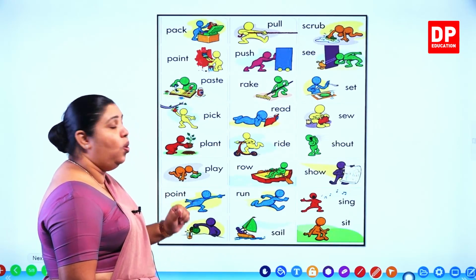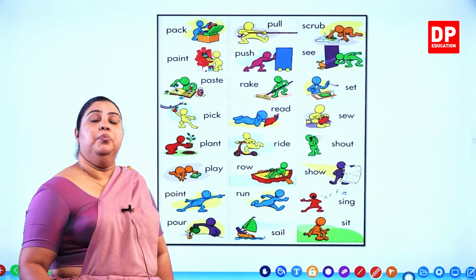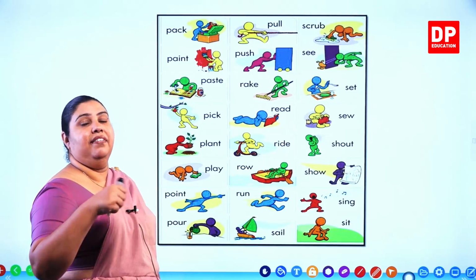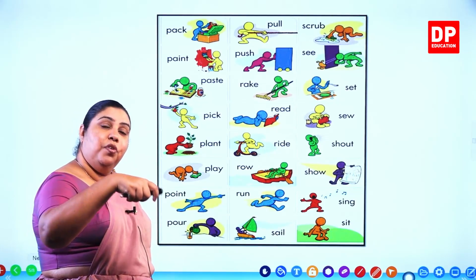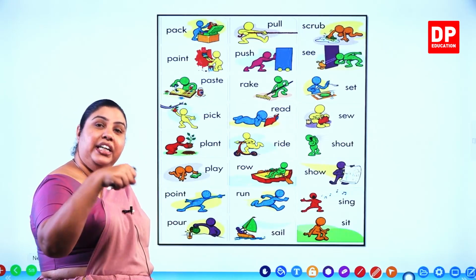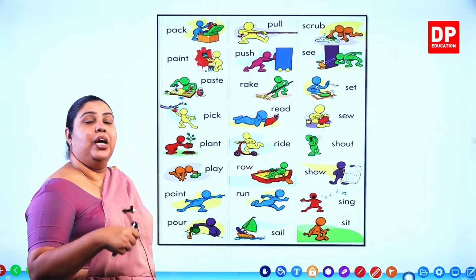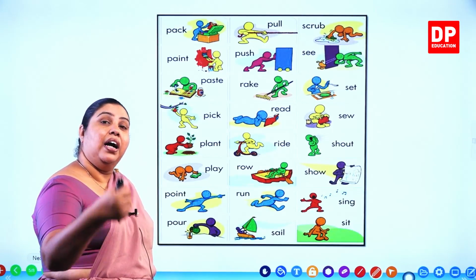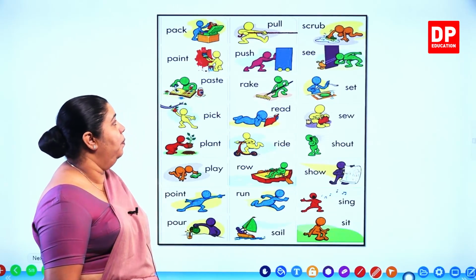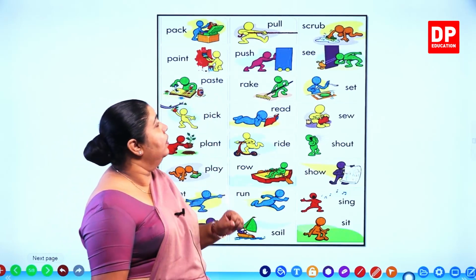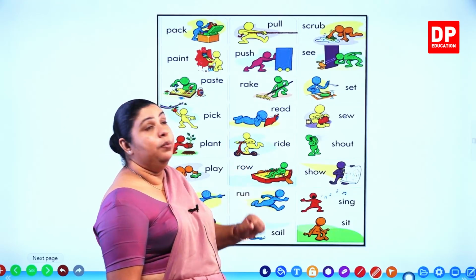Then pour. What is pour? pour කියලා කියන්නේ අපි වක් කරනවා කියන එකට පුතේ. pouring water. You can pour tea. Right? You can pour a juice. වක් කරනවා. Can you see? pour.